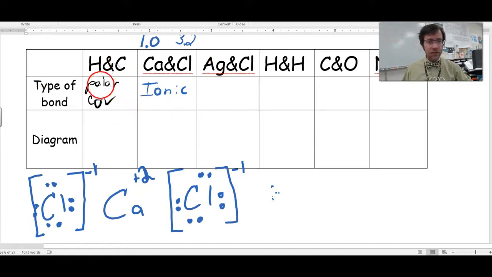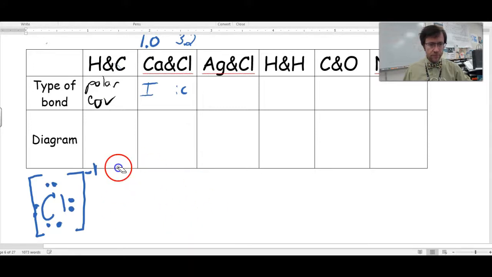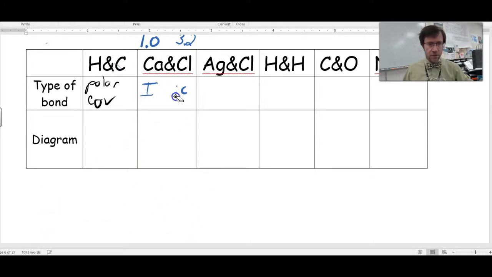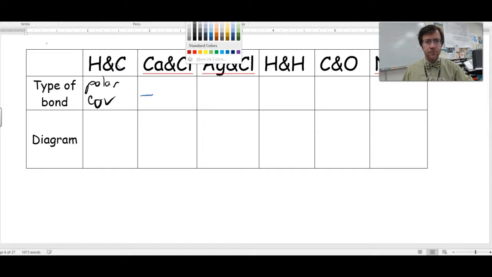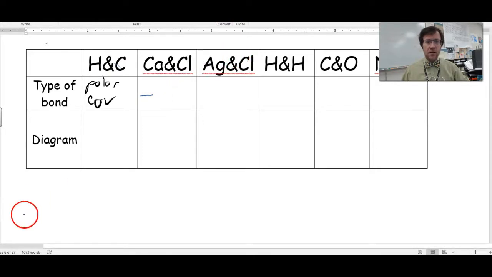Silver and chlorine. Only here, I'm going to clean up all this mess down here. I hope you wrote that down somewhere on a piece of paper, because here's what's coming up. Next is silver and chlorine. What color do you guys want to do for this one? Let's do purple.